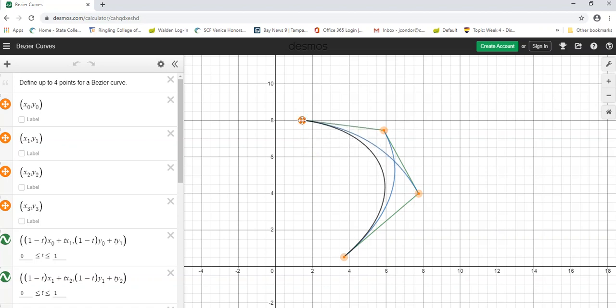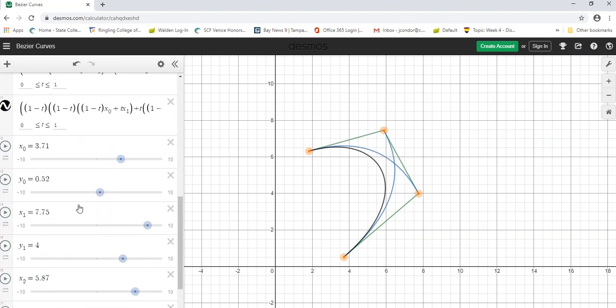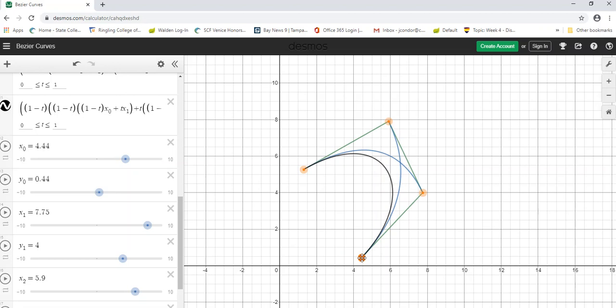If you move these around, you can see down here these points are changing, x sub 0, y sub 0. When I move that, oops, I got the wrong one. It's got to be this one. There it is. So there's my x sub 0, y sub 0. You can see those moving. We have to take those points and plug them in and use parametric equations to define where that point is going to be placed.